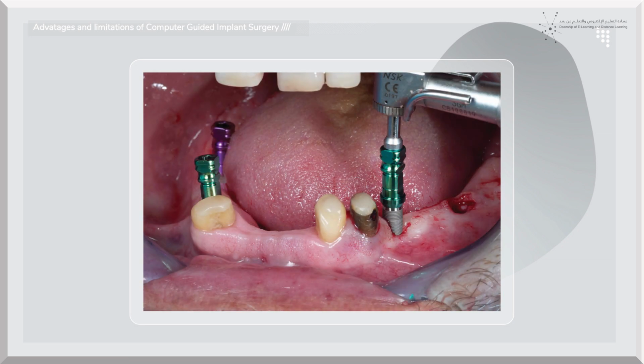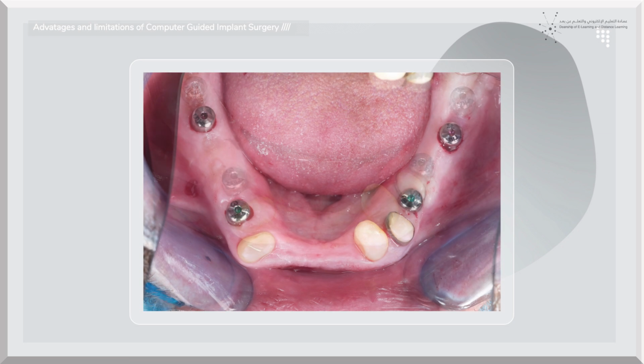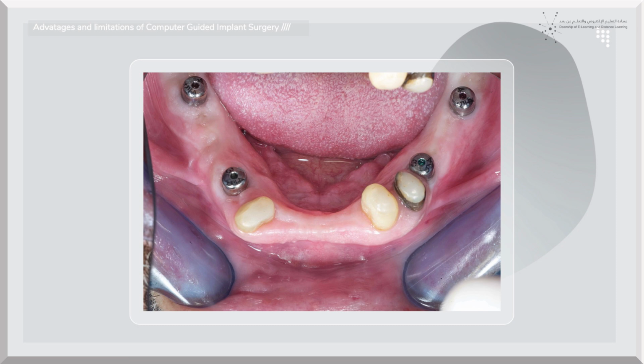And here we have inserted the implants freehand. So it is a partially guided protocol, as the implant is placed freehand and the last drill was done freehand using the freehand kit. So 4 implants with healing abutments are placed. And this is 1 week post-op showing nicely healed keratinized mucosa.